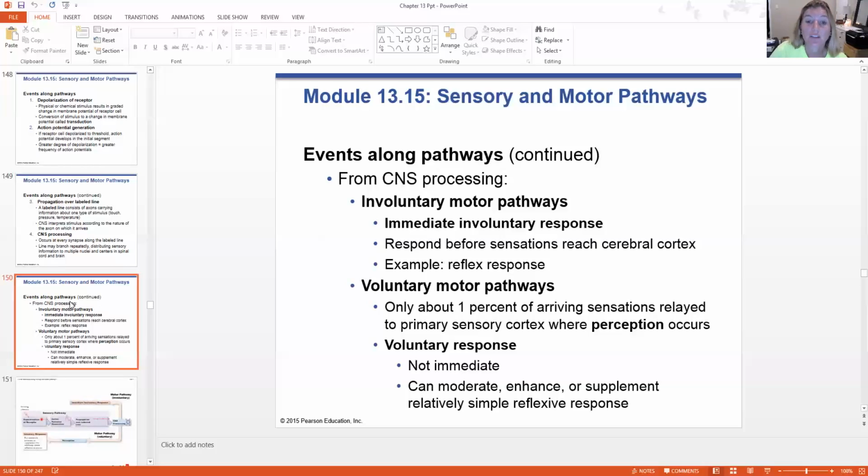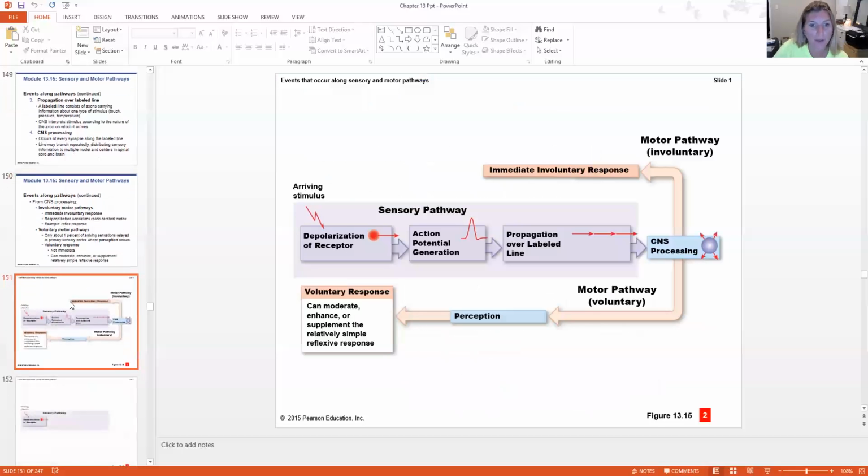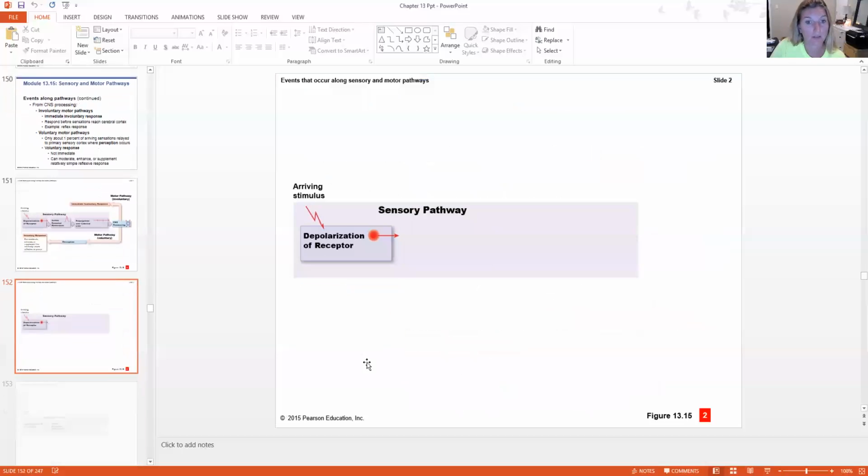So the voluntary response is not immediate, and it can moderate or enhance or supplement some type of reflex. So sensory pathway: depolarization, right, transduction, action potential generated, labeled line gets propagated, central nervous system processing. There could be the immediate response or a voluntary motor pathway where it's perceived, and then we can override or increase some involuntary response as well.